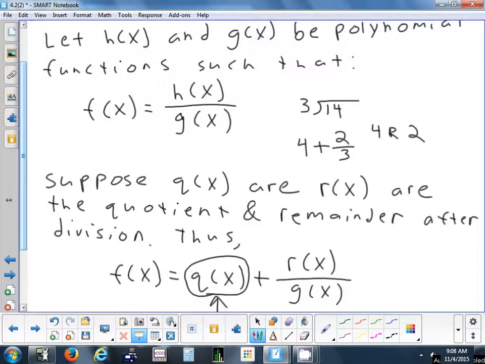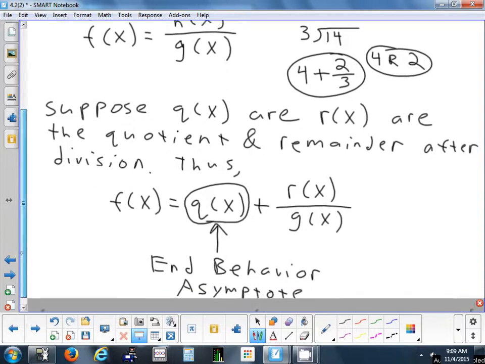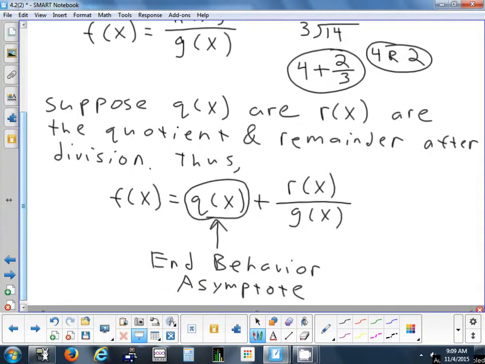All right, so when you first start learning long division, you might write the answer that way, 4 remainder 2, or you can write it as quotient plus your remainder over your divisor. 14 divided by 3, that's 4 2/3. Exactly the same idea with polynomials. When you divide them, you can take your quotient plus your remainder over your divisor. Well, the only thing that we care about is the quotient. If you can find the quotient when you do division, that's the end behavior asymptote.